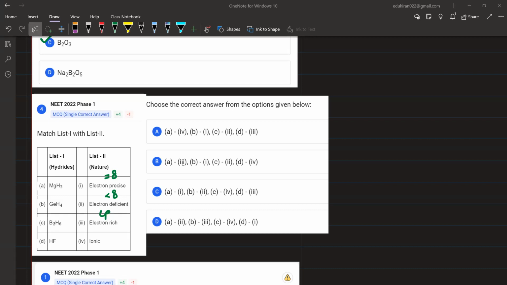If you got magnesium hydride, identify whether it is electron precise, electron deficient, electron rich, or ionic, then you can easily write the answer. Yes, Anna, correct. Very good. Yes, Alia, correct. Very good. Yes, Samaira, correct. Very good.